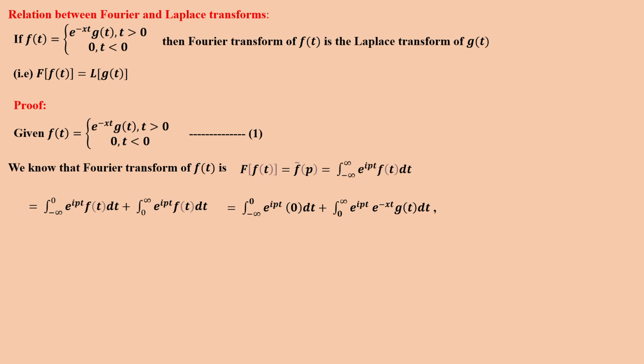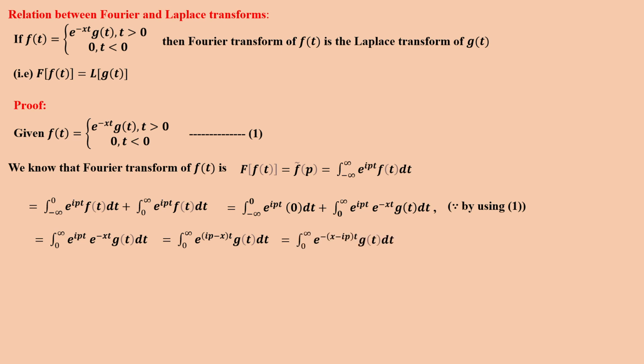In the first interval, using equation 1, we have f(t) equal to 0, so 0 times dt. In the second interval, the integral from 0 to infinity of e^(ipt), f(t) is equal to e^(-xt) g(t) dt. So that is equal to the integral from 0 to infinity of e^(ipt) e^(-xt) g(t) dt. Grouping the powers of e, which is equal to the integral from 0 to infinity of e^((ip - x)t) g(t) dt.